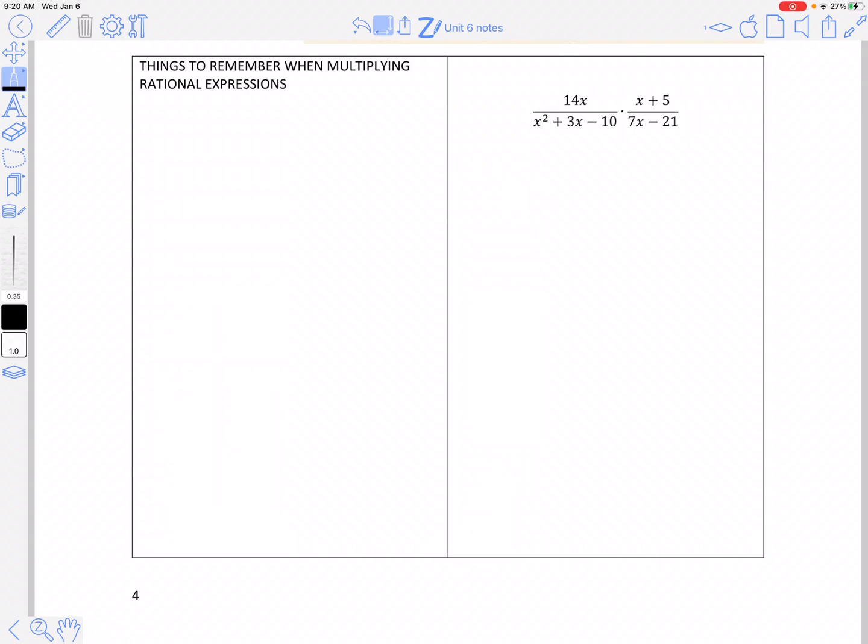All right, this is 6.2, multiplying and dividing rational expressions, and this is page 4 of the notes. So hopefully you did the intro activity already, and if you have any questions from 6.1 or from the intro activity, please contact me. The reason I say that is because if you don't have a firm understanding of 6.1, this will be pretty confusing, I bet.